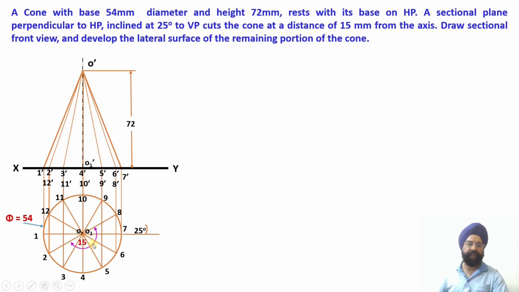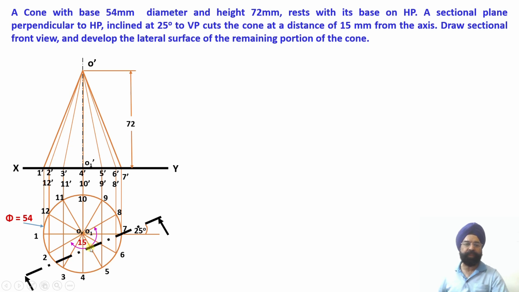So there is a cutting plane which is perpendicular to HP and inclined to HP at an angle of 25 degree. So let's draw this cutting plane. This is the cutting plane which has intersected with the cone, and it has resulted in obtaining point of intersection 1, point of intersection 2, point of intersection 3, point of intersection 4, point of intersection 5, and point of intersection 6.